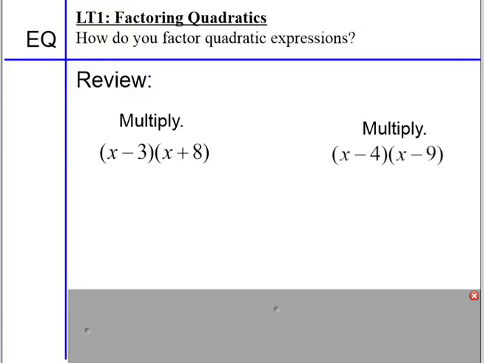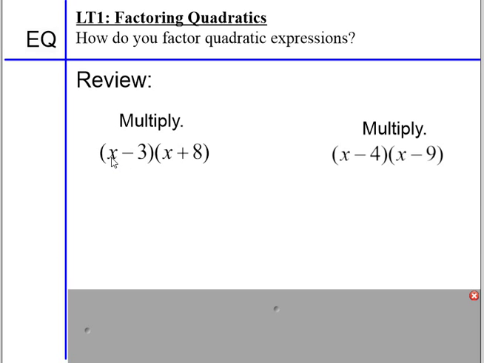This is our first lesson of Unit 2, which covers nonlinear functions, functions that do not graph lines, they graph different kinds of curves. Our first learning target is going to cover factoring quadratics and how do you factor quadratic expressions. To do this, let's recap how you multiply two binomials together.